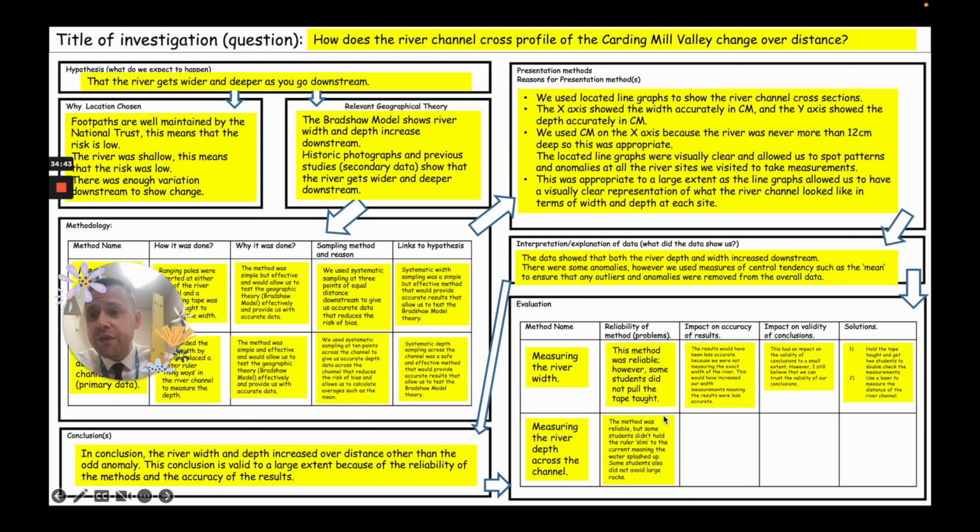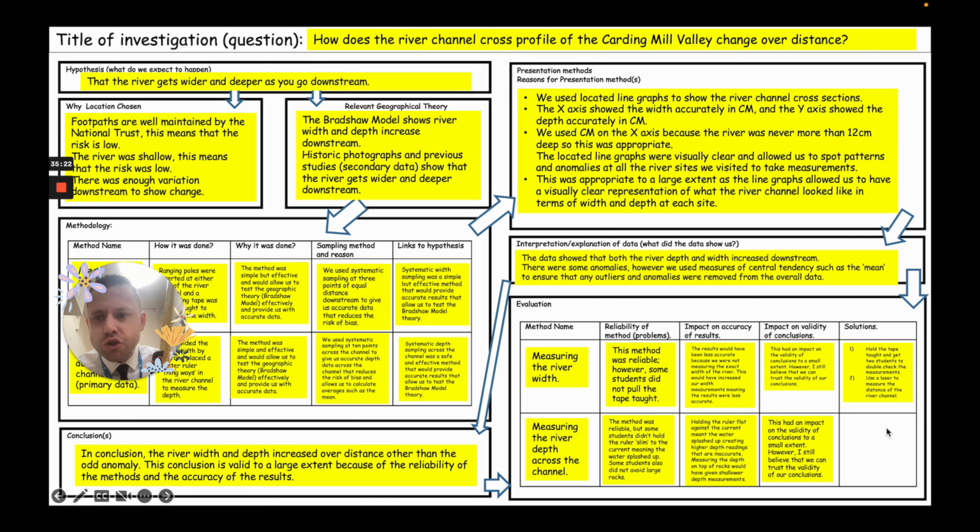Alright? Other things, large boulders on the bottom of the riverbed. Some kids were putting the ruler on top of them. You're not measuring the depth of the river then, are you? You're measuring the depth of the river minus however big the boulder is, or the rock, whatever you want to call it. Now, holding the ruler flat against the current meant the water splashed up, creating higher depth readings that were inaccurate. Measuring the depth on top of rocks would have given shallower depth measurements. So that's what I've just told you. So that was the impact on the accuracy of results.